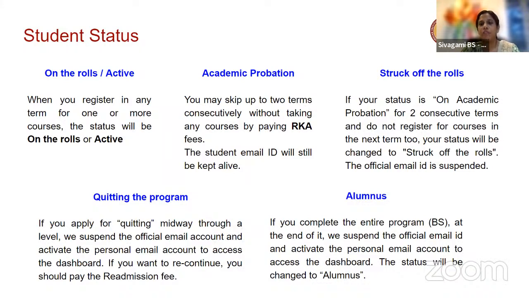Suppose even after 2 terms, you're not going to come back, then you will be put on the stock of the rolls, and beyond a point, your official email ID has to be suspended. And quitting the program will be the next step, because if you're not going to come back, we'll have to consider that you have quit the program. So we wish all our students are always active, and eventually they move on to the last step, which is the alumnus. Once you complete the degree program, you gain the status of alumnus of IIT Madras, and we'll also be proud that you have completed the course.